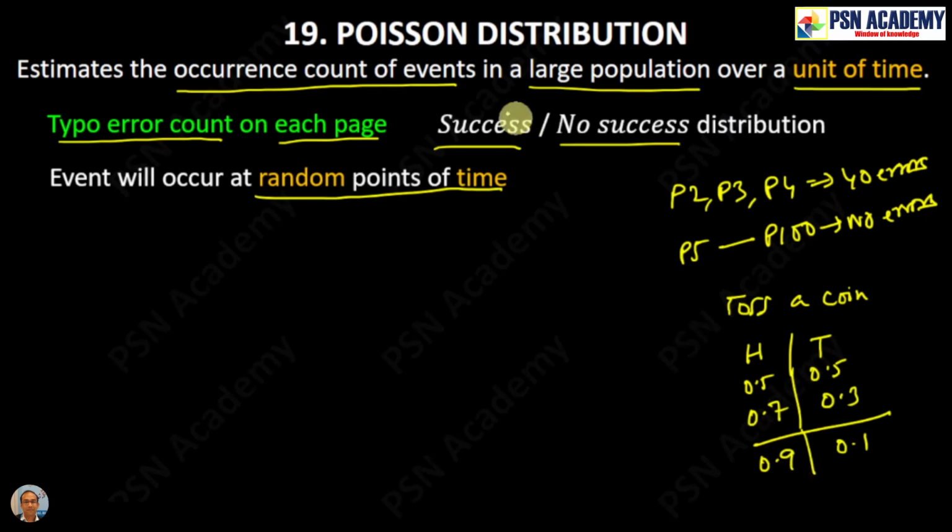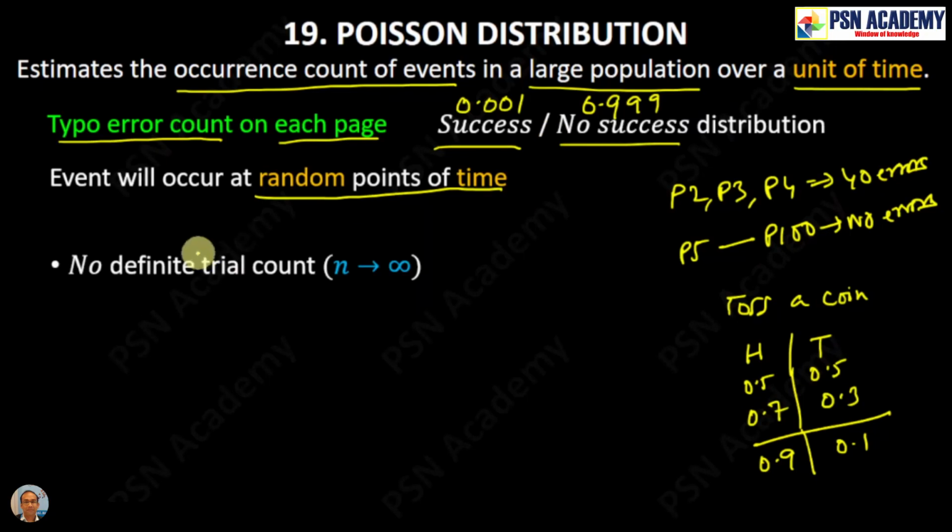But here we have a success and no success distribution like this, that it may happen that 0.001 like that with a success and no success 0.999. That is why binomial distribution will not do good in this kind of situation. So Poisson distribution will help you. So what we see, no definite trial count. That means n is tending to infinity. That means you have lots and lots of trial count to get some success.